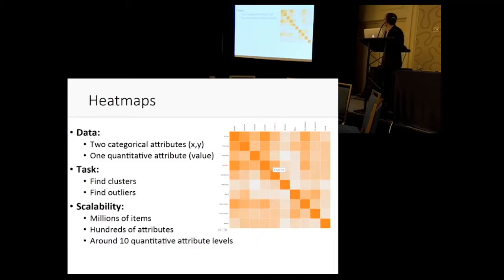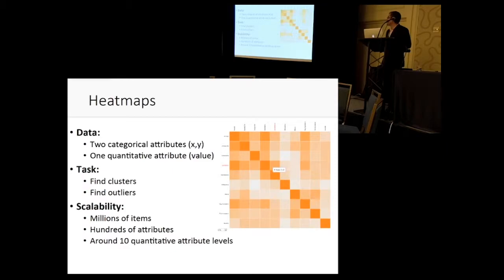I'm trying to remember which one this was. I think it's blood results that I was displaying here, or anxiety and depression, I think it was. But basically, we want to understand the correlation, and the heat map is effective for that task. It's good to find clusters. It's good to find outliers. It scales to millions of items, to hundreds of attributes. And how many levels? We should keep it below 10.